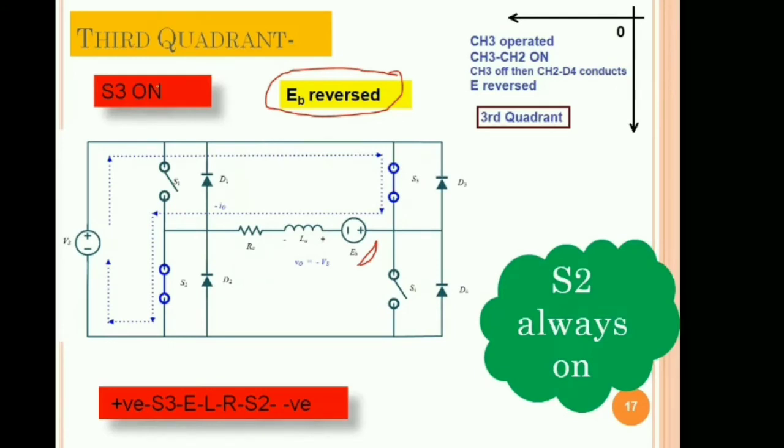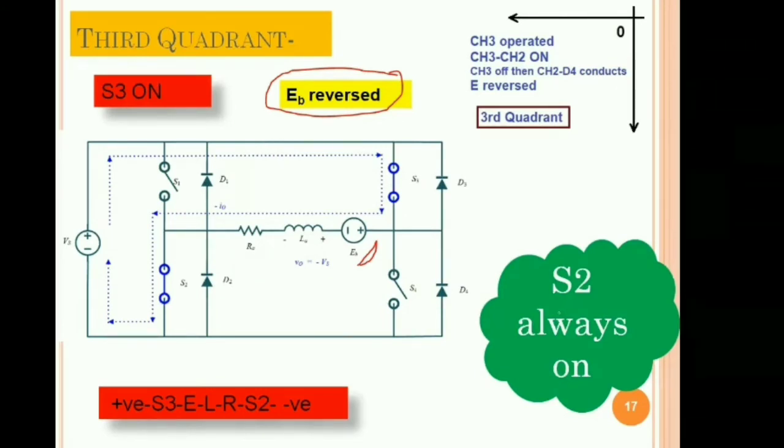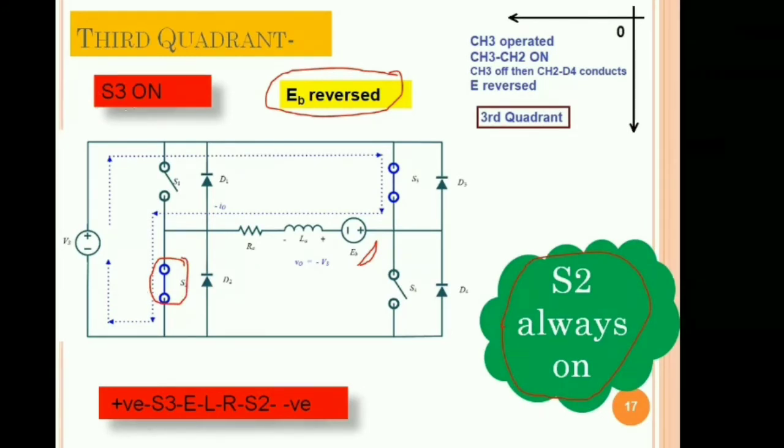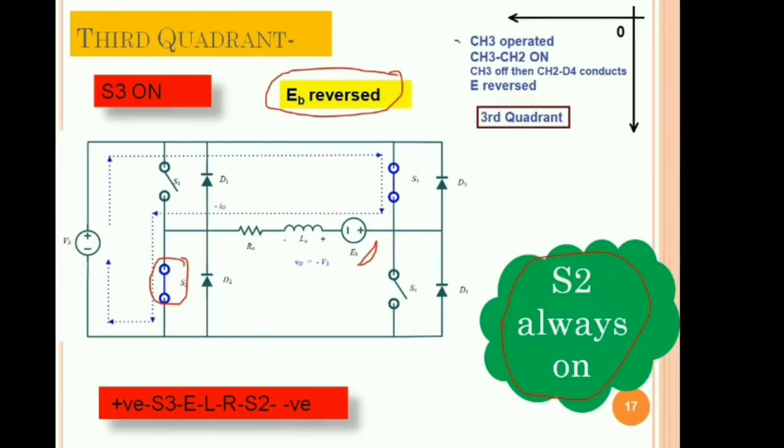In third quadrant operation, do remember that S2 is always on. So this switch S2 is always on. Now S3 is operated, otherwise we can say chopper 3 is operated. This is chopper 3. When it is operated, the direction of the current flow is like this, as mentioned by the blue line.